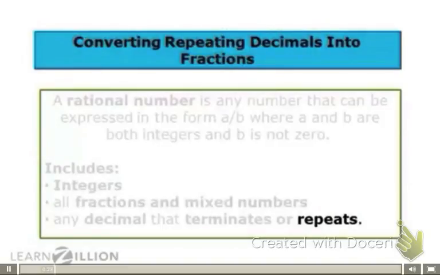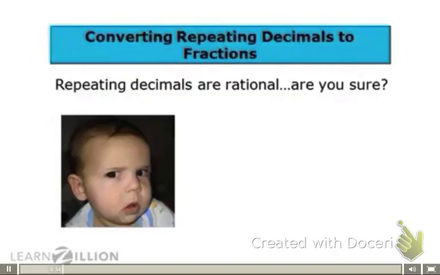We've learned this includes integers, all fractions and mixed numbers, and any decimal that terminates or repeats. Now, that is the tricky part for us here. Because previously, all you have been told is that repeating decimals are rational. But are you sure? Can you prove it? Can you write it in the form a over b, where a and b are both integers and b is not equal to 0? This baby's not so sure, he's a little skeptical. You should be as well.